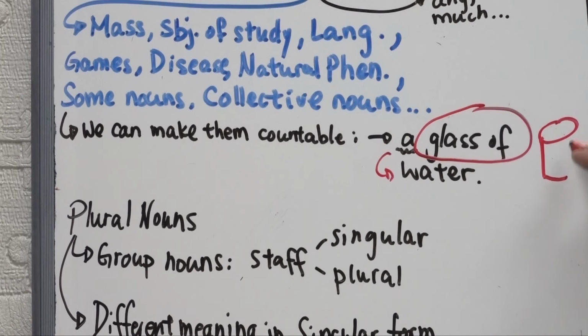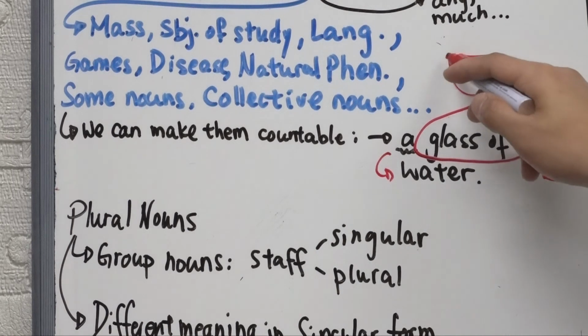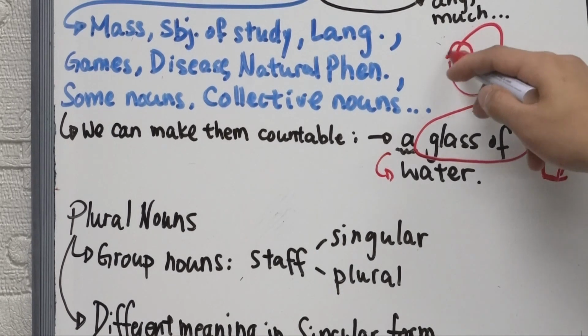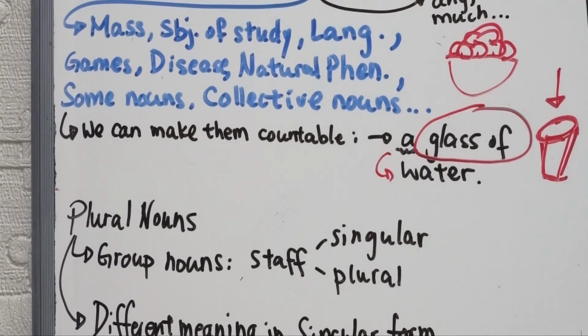Where we put water. So usually when we want to make uncountables into plurals, we will use a kind of unit. We can say it's a container, right? Or, let's say fruit. Again, we have a basket of fruit, right? We can't say 2 fruits, 3 fruits.